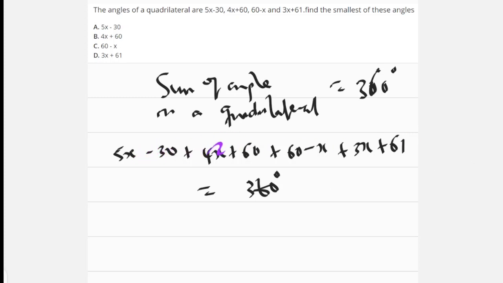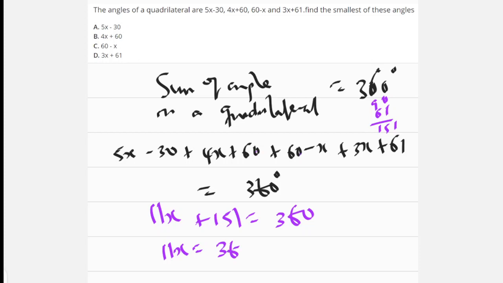So now let us simplify. If I collect the like terms, 5x plus 4x, that is 9x. 9x minus x is 8x. 8x plus 3x, that is 11x. Minus 30 plus 60, that is 30. Okay, but we don't want 60. No, it doesn't cancel each other. I thought it did. Sorry. Minus 30 plus 60, that is 30, 90, and 90 plus 61 will give me what? 151. So then you have plus 151 is equal to 360, right?